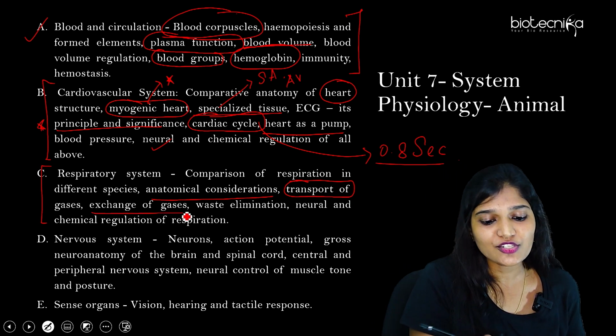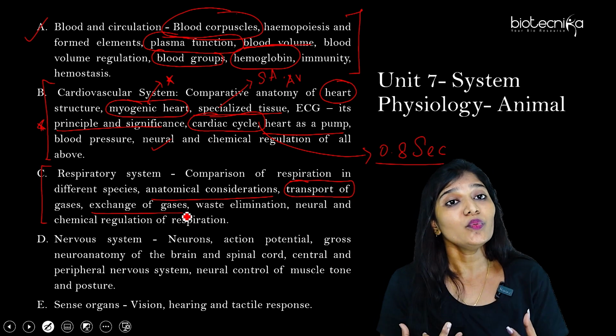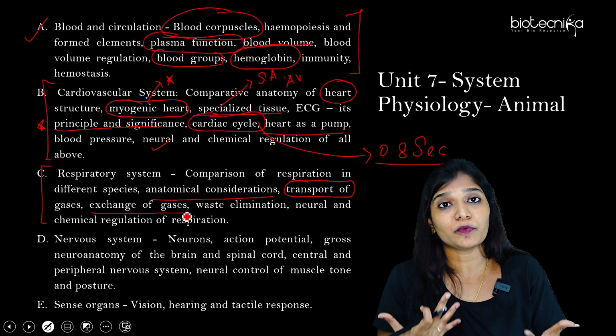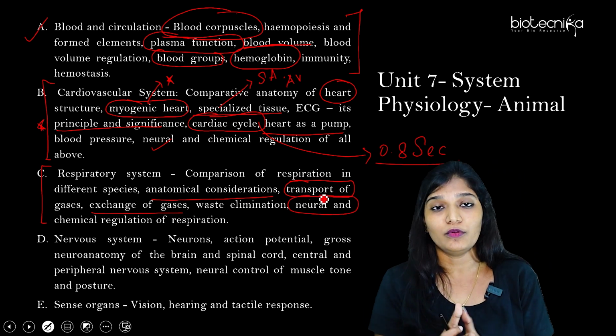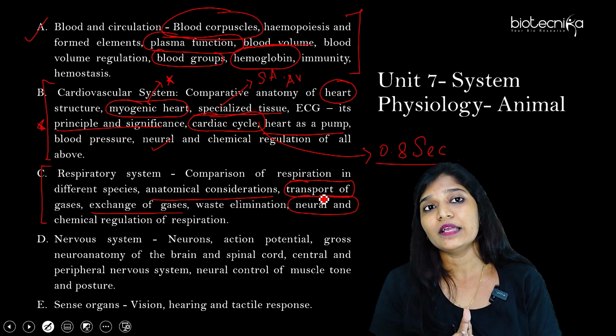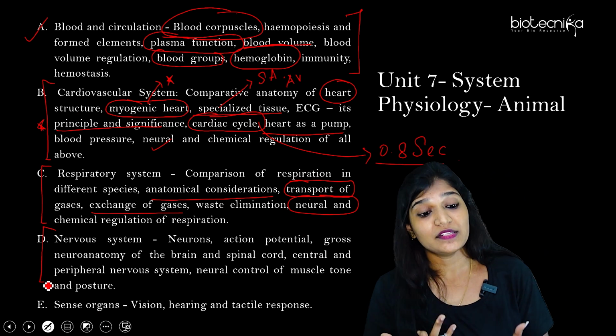And the next one is exchange of gases. How these gases are exchanged, how the waste is eliminated through the process of respiration, and how respiration is controlled by neural and chemical regulation, we'll be studying in this one. The next is going to be the nervous system.